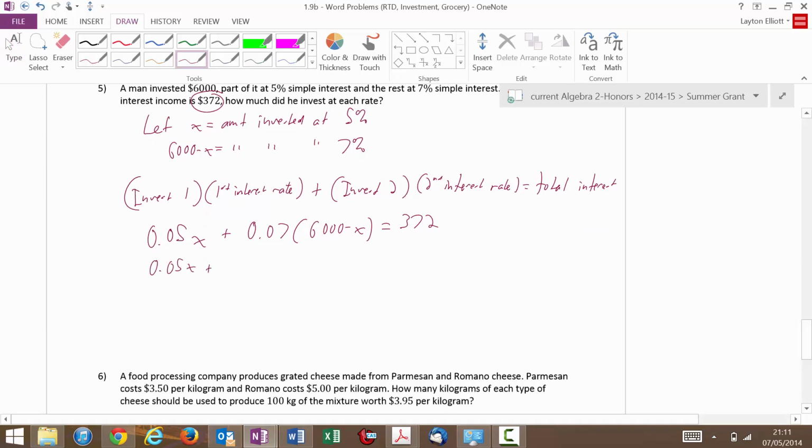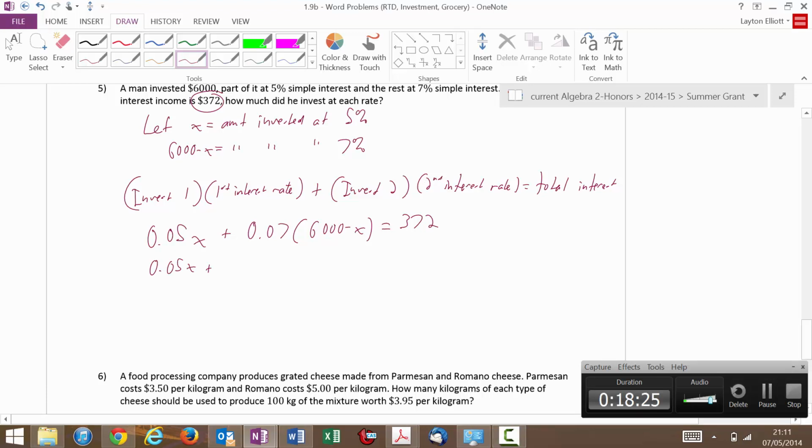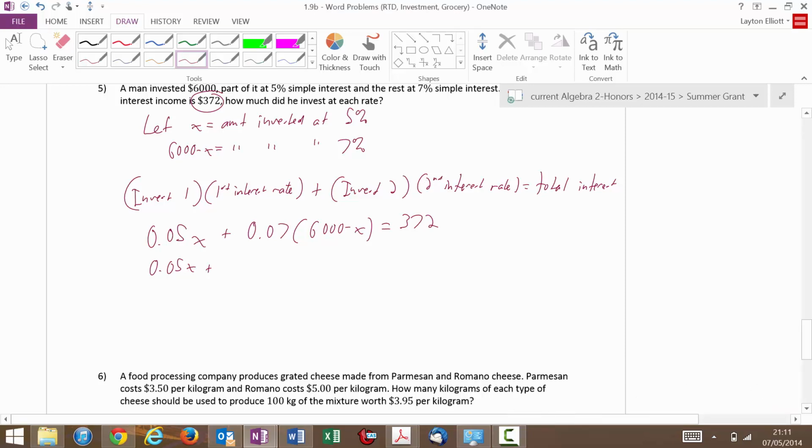0.05x plus, let's see, 0.07 times 6,000 is, that'd be 7 times 6, but then kill 2 zeros, so 420, minus 0.07x is equal to 372. Simplify the left side, that leaves us with 0.02x. Subtract the 420 over, and that's equal to negative 50. And if you multiply by 100 but divide by 2, we get 2,500.